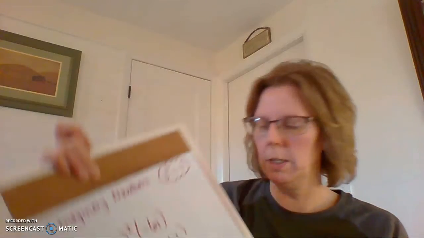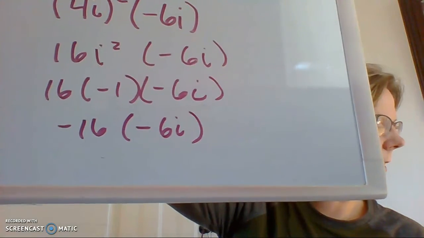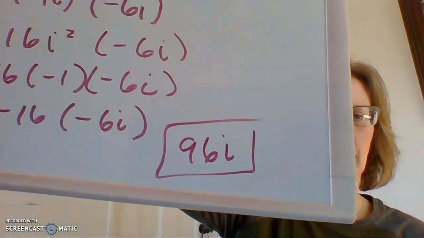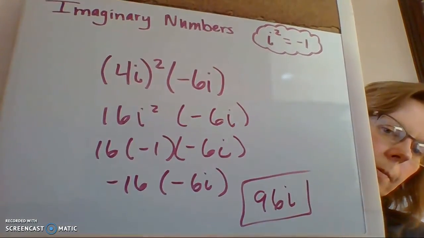16 times -1 is -16, times -6i. So I need 16 times 6, which is 96. Negative times negative is a positive, and then I have my little i. So the answer for this problem is 96i. And there's the whole thing.